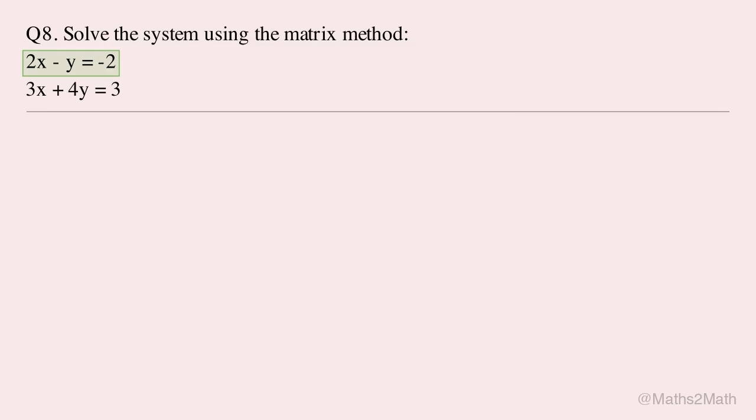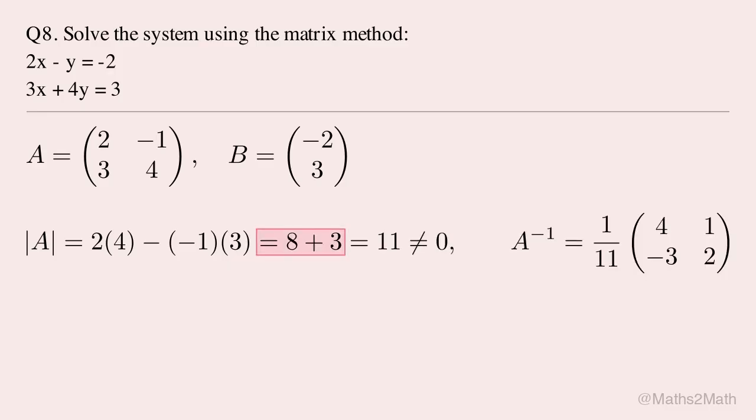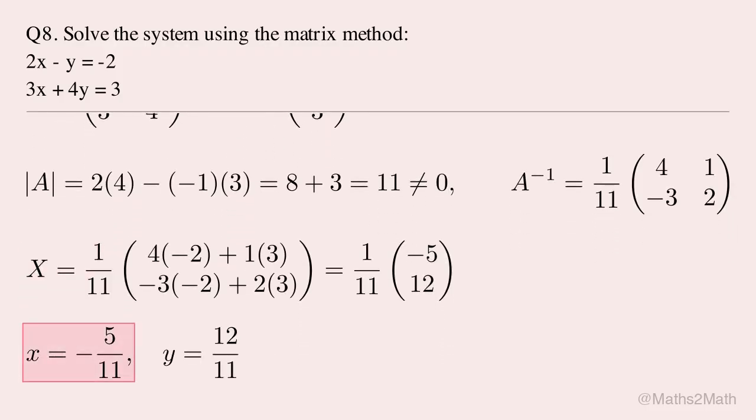Question 8. Another 2 by 2 system for the matrix method. This one has fractional answers. The determinant will be 11, and it will appear under both unknowns. Matrix form. The determinant is 8 plus 3, which is 11. Multiply by B. The sums are minus 5 and 12, all over 11. So x is minus 5 over 11, and y is 12 over 11.